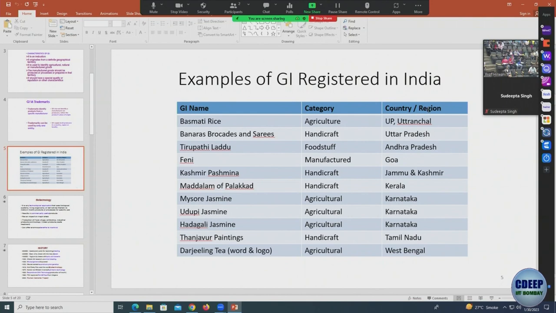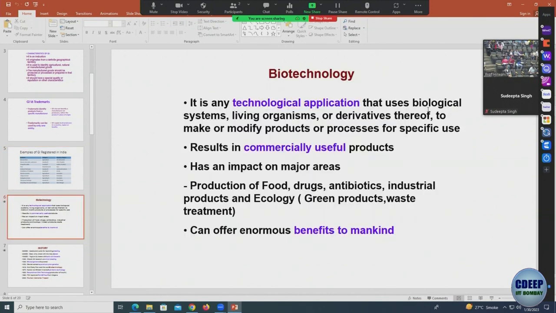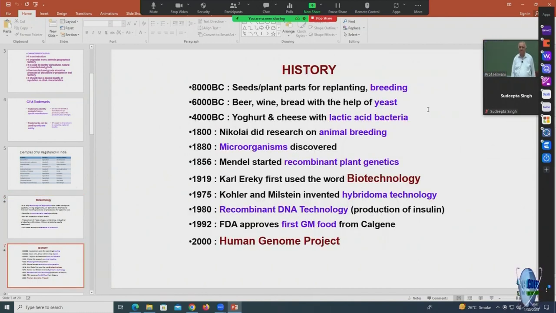Let us look quickly at biotech. What is biotech? Any technological application which uses any biological system, living system or parts of that, which results in any commercially useful product. And today it has major impact, right from food production to pharmaceuticals, agrochemicals, industrial fermentation products, including waste treatment, everything. So, a lot of commercial application, a lot of economic impact, but biotechnology is not old, you know.